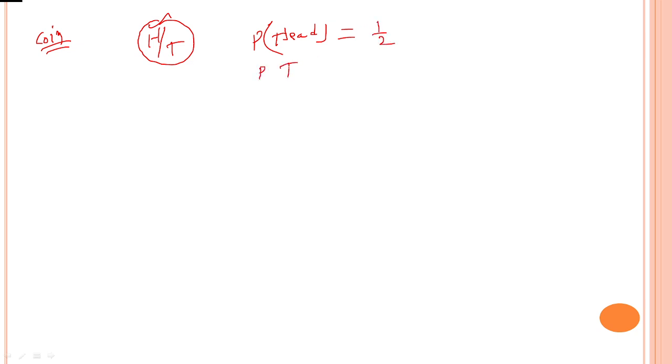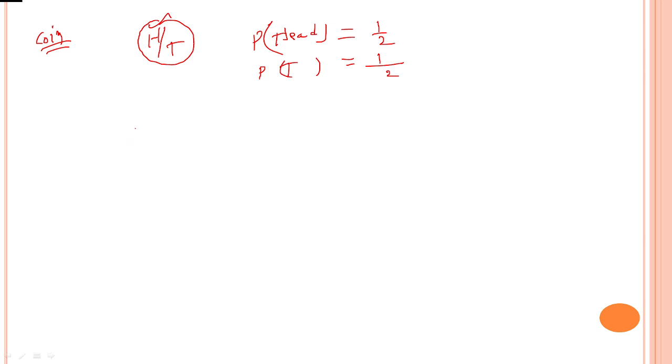If you toss a coin, the probability to get head or tail. The probability to get head is, that is favorable outcome, only one chance is there, one chance out of two chances. And the probability to get tail is only one favorable outcome out of two. So this is the case.